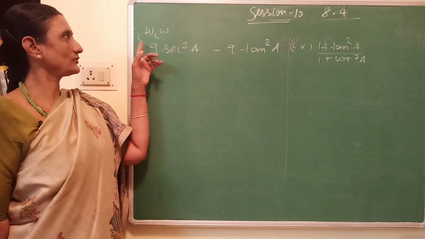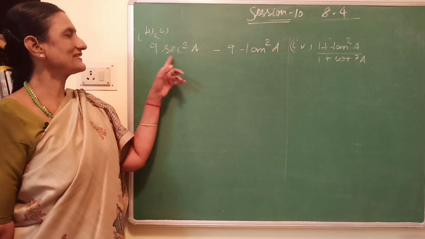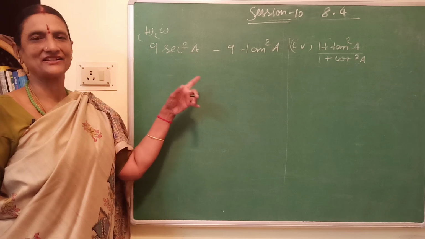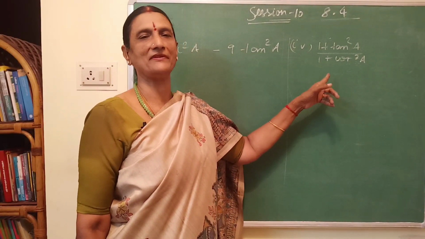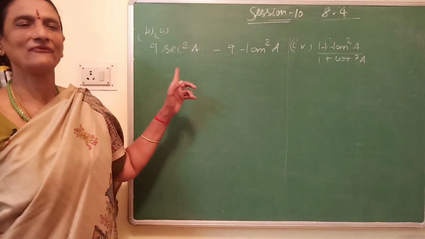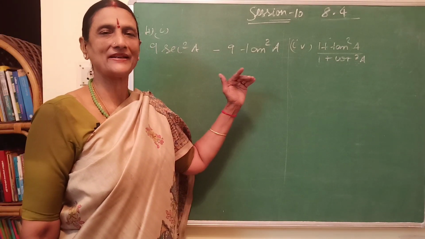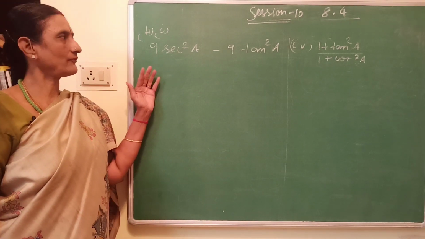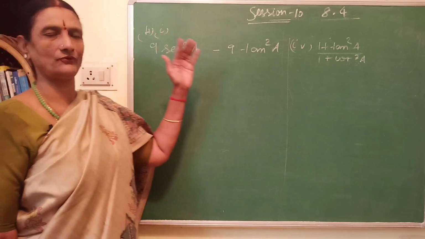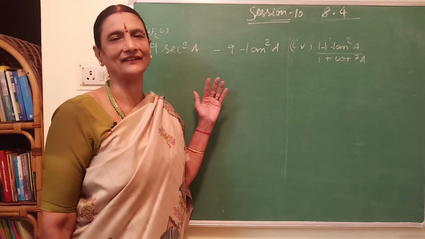Children, now we are going to do the fourth sum, the first subdivision. It is 9 secant square A minus 9 tan square A. And after this, we will be doing the fourth subdivision. According to the order of difficulty, I thought 1 and 4 will have a step-by-step increase in the order of difficulty. Therefore, I have chosen to do the first and the fourth sum. Once it is thorough, then we will take up the second and the third.